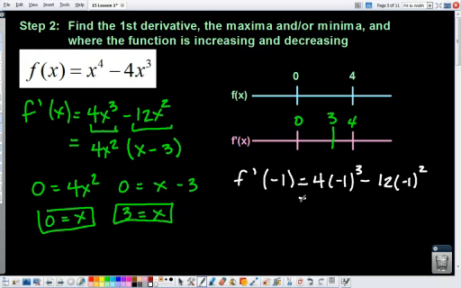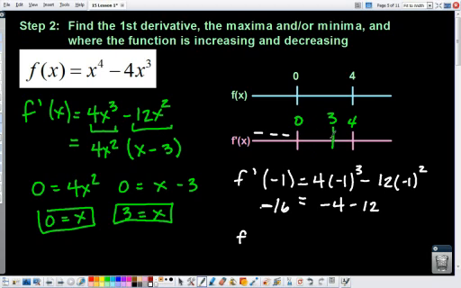Okay, so when I do this, I get negative 4 minus 12, because negative 1 squared is positive 1 times negative 12 is negative 12. So that's negative 16. So that means all my values to this side from 0 to infinity are going to be negative. Okay, we're going to do the same thing between 0 and 3.